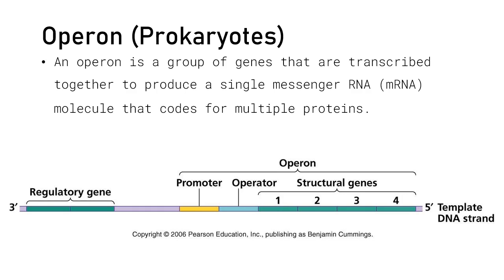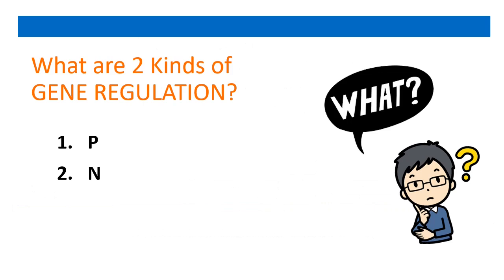Now take note that upstream there is what we call a regulatory gene, and the regulatory gene will be producing either an activator or a repressor, which will be very, very important to the kind of gene regulation that will happen to the operon. Take note that the regulatory gene has its own promoter, so it's separate from what we call the operon. So let's continue on discussing.